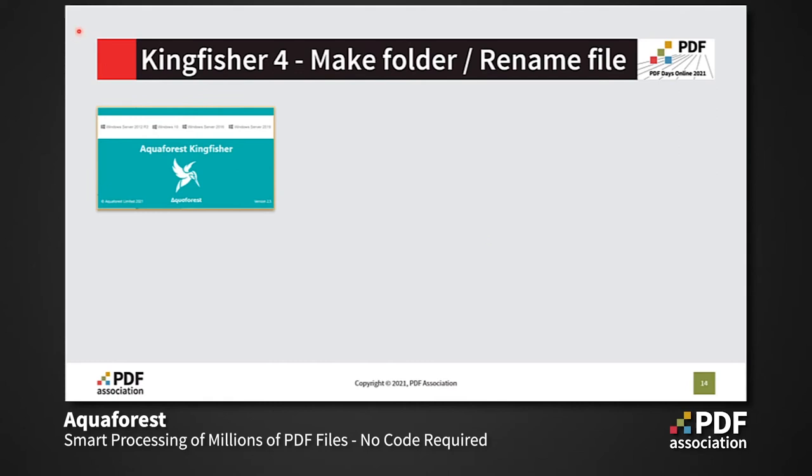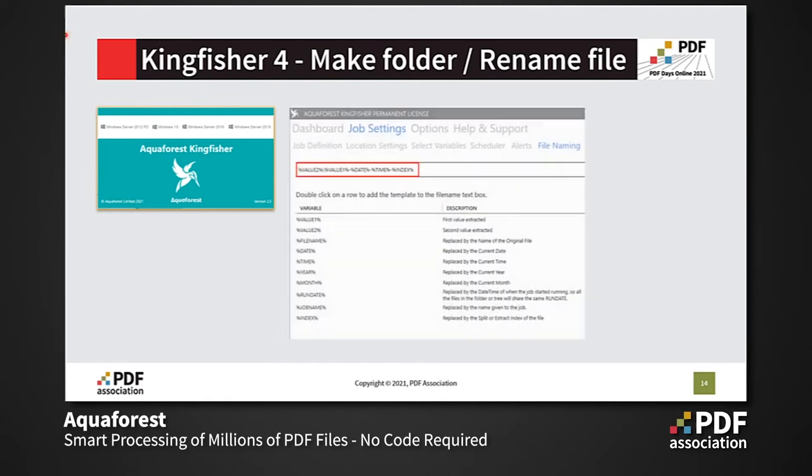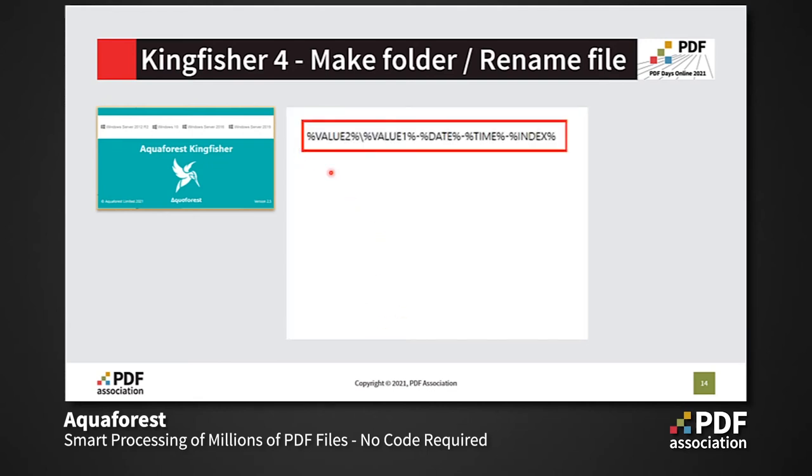Let's take a look at step number four, making the folder and renaming the file. This is done in the file naming tab where we create this string here on the top. We may make use of some variables which are available. Let's have a look in detail.